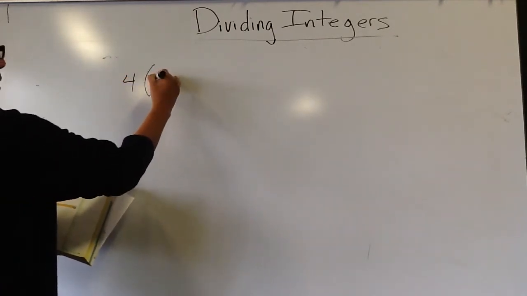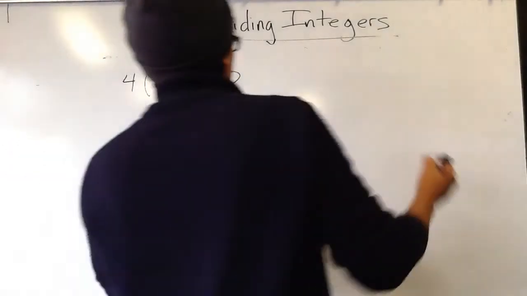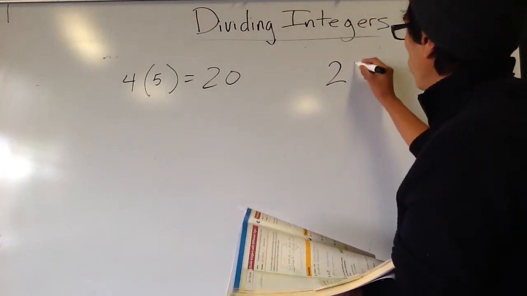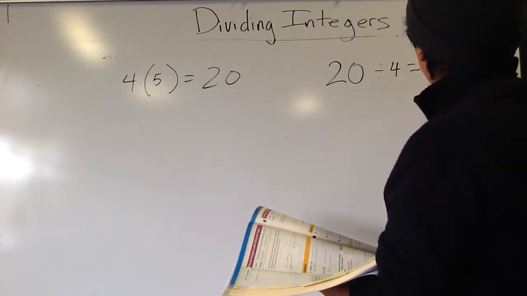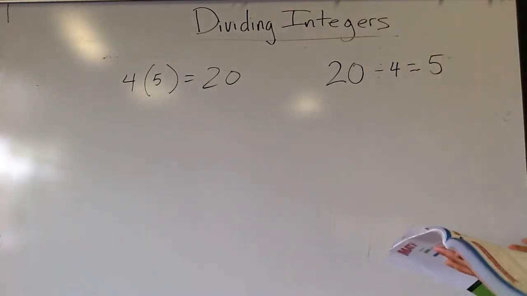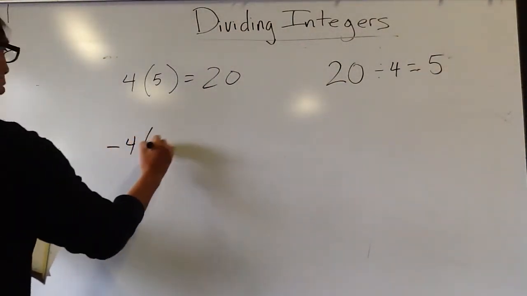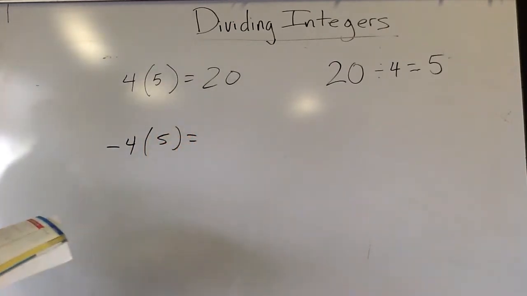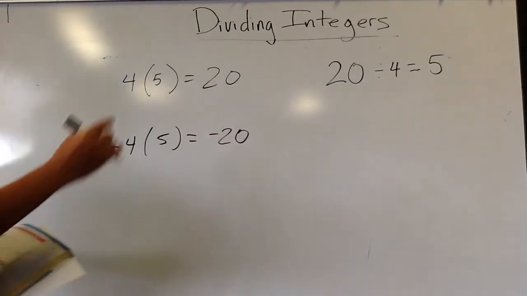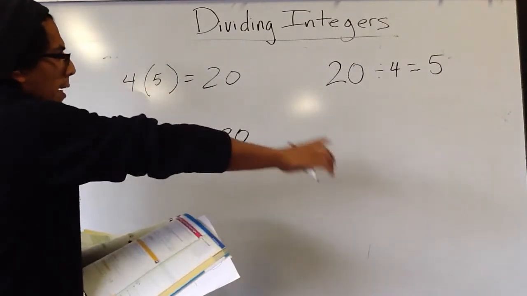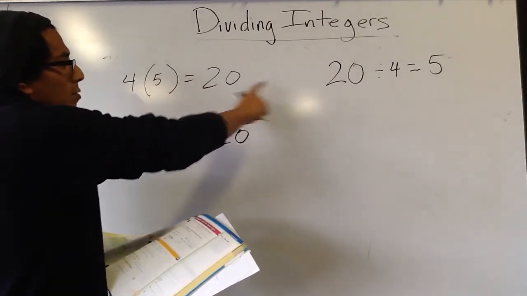If 4 times 5 is 20, right? We know that. Well, let's take its fact family. 20 divided by 4 is what? Yeah, that's right. 5. Is that true? Yes. So now let's take this. Well, what is negative 4 times 5? Well, you guys know that, right? One negative makes the answer negative. Now, do you see where I'm going with this? See, this one's a fact family. And so 4 times 5 is 20. Therefore, 20 divided by 4 is 5.